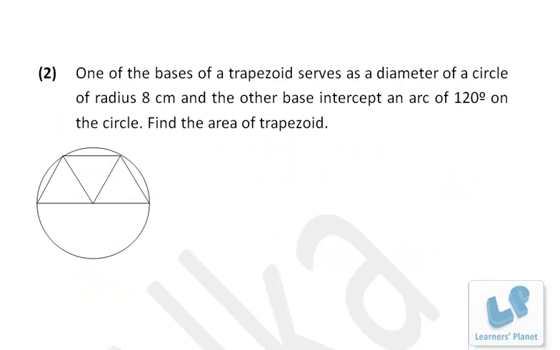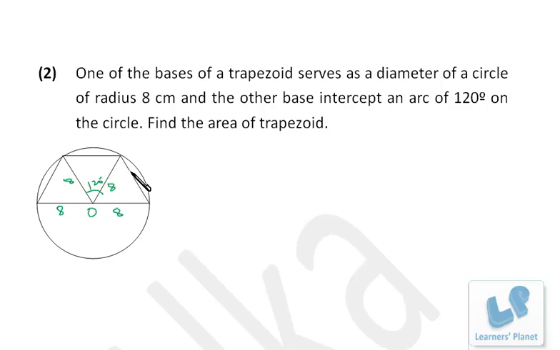Now, one of the bases of the trapezoid serves as the diameter of a circle of radius 8 centimeter, and the other base intercepts an arc of 120 degrees on the circle. Find the area of the trapezium. This is the center of the circle. This is the radius, must be 8. This should be 8. This should be 8. This angle must be 120 degrees, right?